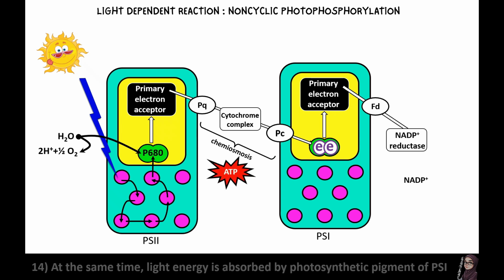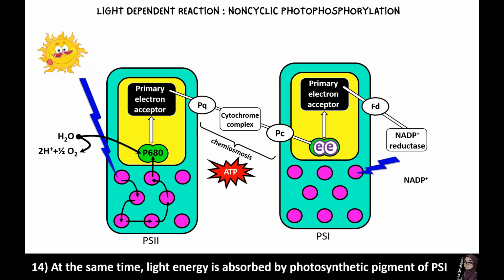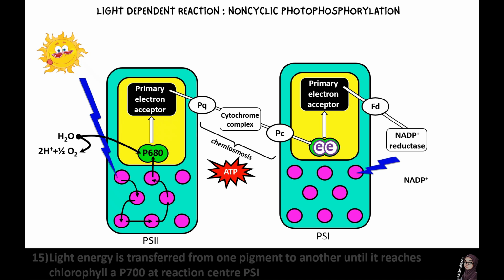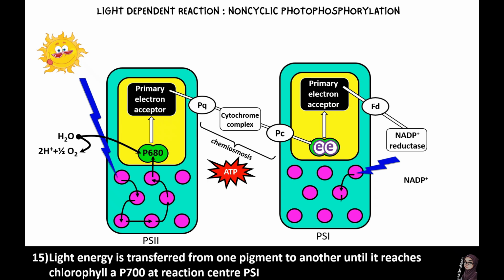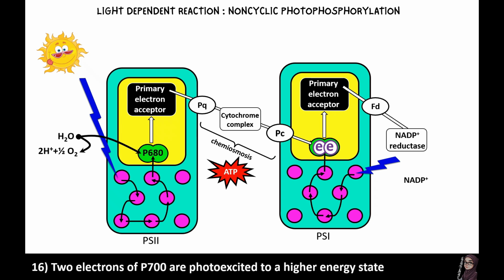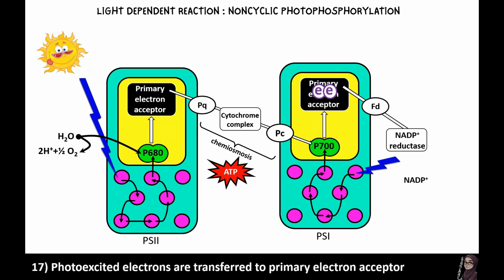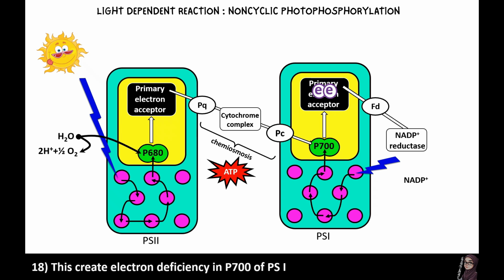At the same time, light energy is also absorbed by the photosynthetic pigment of PS1. This energy is transferred from one pigment to another until it reaches chlorophyll A P700 at the reaction center of PS1. Here, two electrons of P700 are photoexcited to a higher energy state. These photoexcited electrons are transferred to the primary electron acceptor. This creates another electron deficiency in P700 of PS1.